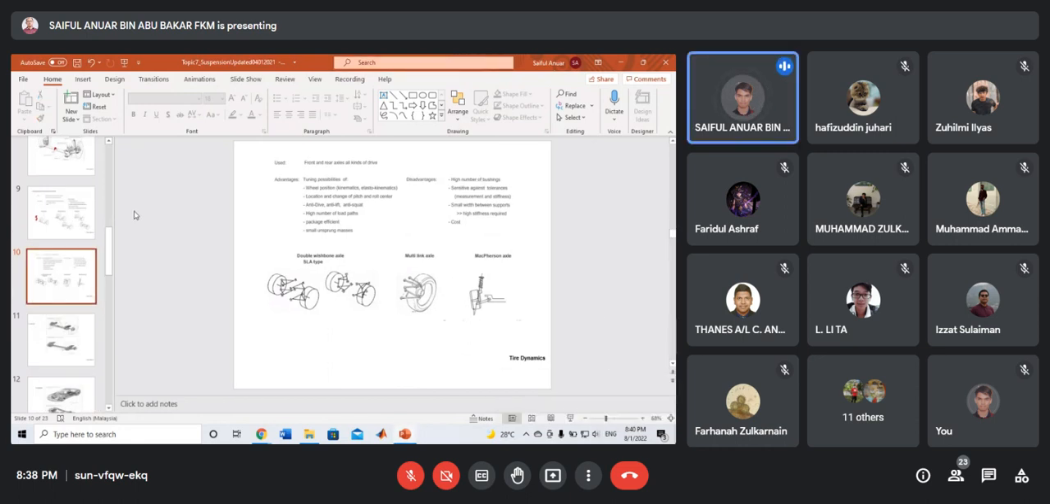Okay, so basically, we're going to continue our topic on the suspension. Yesterday we already learned mainly about the function of the suspension system, and then we also took a look at the types of suspension system, types of passive suspension system. So basically, there are three types. We have rigid, semi-rigid, and independent suspension system.